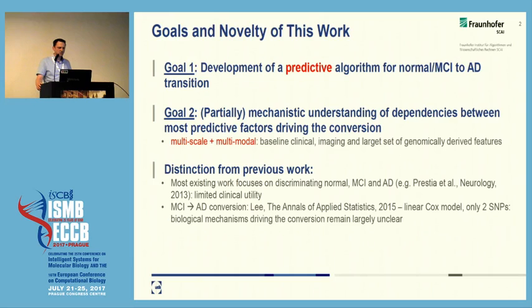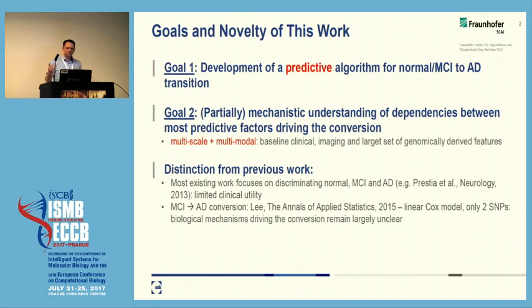was to develop essentially a predictive algorithm that allows to predict the transition from pre-symptomatic or mild cognitively impaired patients to Alzheimer's disease. On the other hand, the question is then always, if you have such a model which does some sort of prediction, and I will show you later on what the data is that we are using here, so this is quite multimodal and also, in the biological sense, multi-scale data, can we gain a certain, let's say, at least partially mechanistic understanding of what this model does and what are essentially the interplay of driving factors for this conversion.